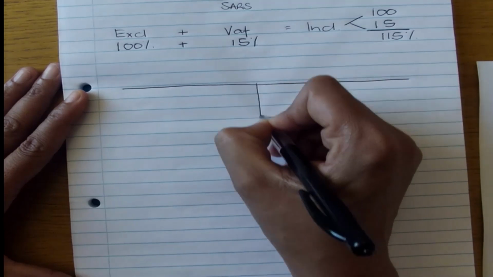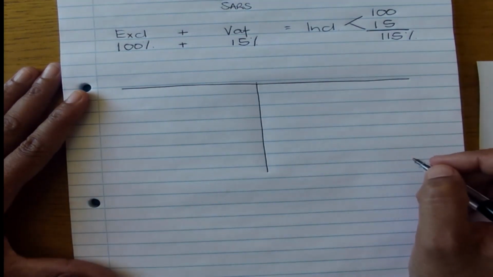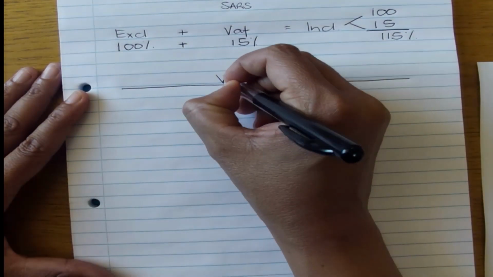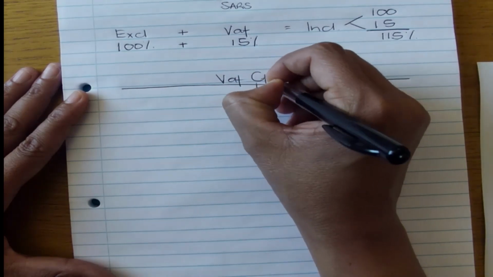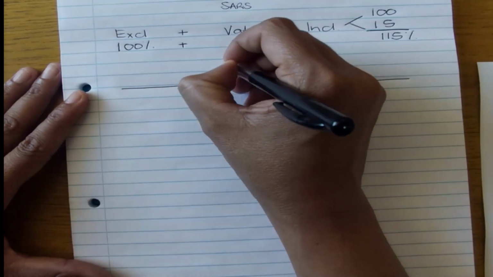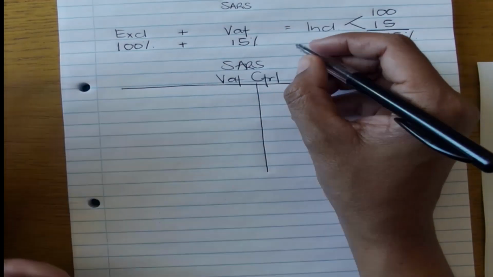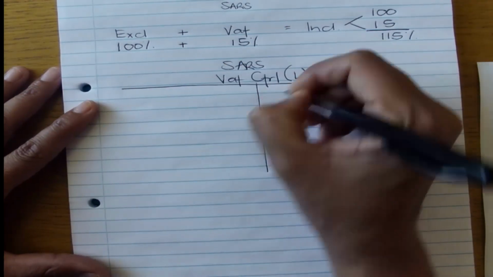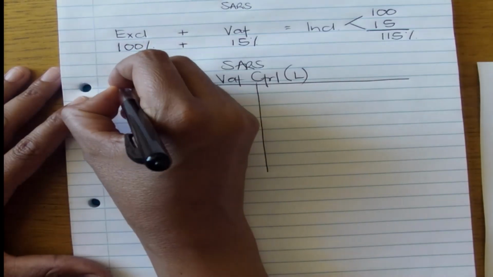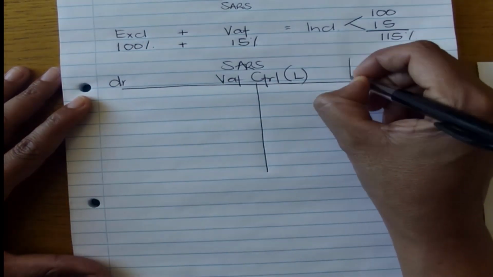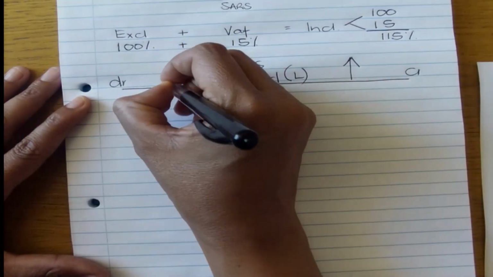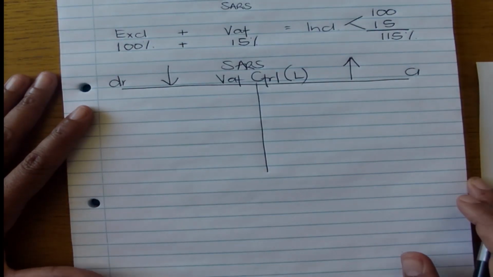What else do we know about VAT? Let's do a T account. VAT is paid to SARS, right? They call it a VAT control account. But this is actually paid to SARS. And when you pay someone or you owe someone money, it is a liability. And what do we know in accounting? A liability increases on the credit side and it decreases on the debit side.